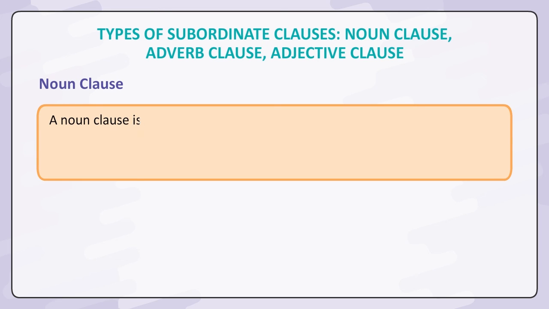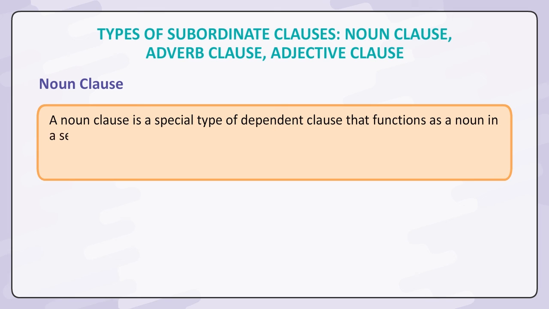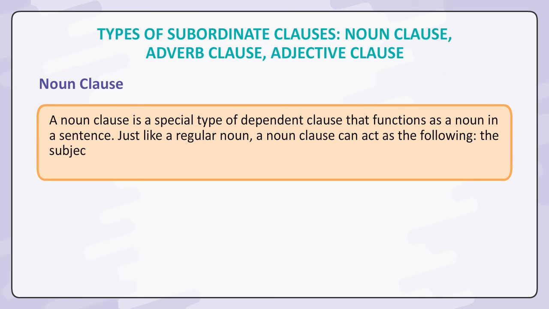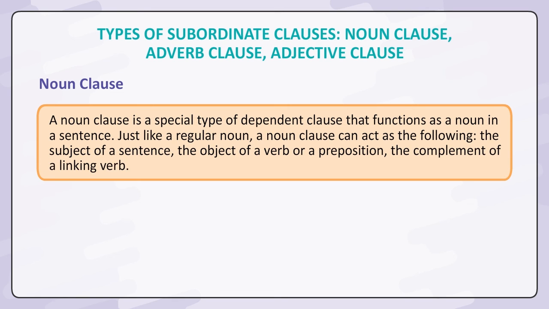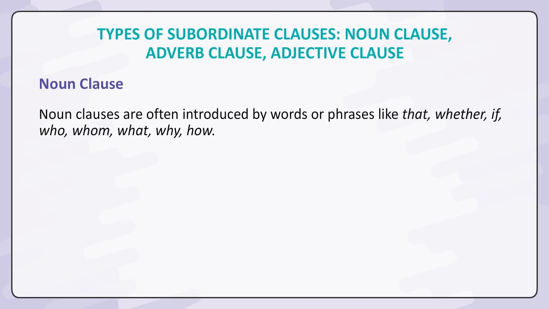Noun clause. A noun clause is a special type of dependent clause that functions as a noun in a sentence. Just like a regular noun, a noun clause can act as the following: the subject of a sentence, the object of a verb or a preposition, the complement of a linking verb. Noun clauses are often introduced by words or phrases like that, whether, if, who, whom, what, why, how.